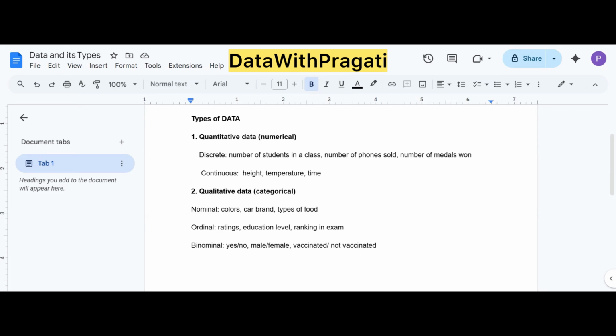Now let's look at the key difference between these types of data. Nominal versus ordinal. Nominal has no order, whereas ordinal has a ranking, which means it has an order.